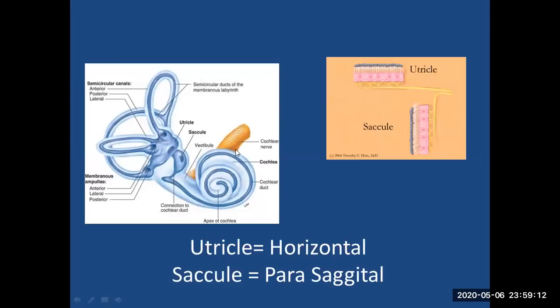If you notice, the utricle is more horizontally arranged in the image here, and the saccule is more vertically arranged, like a parasagittal section. This is of importance for knowing the orientation.